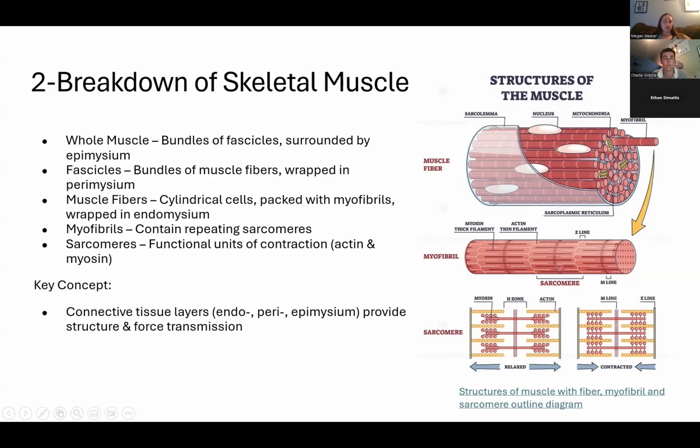Endomysium surrounds each muscle fiber. Perimysium wraps around each fascicle, and epimysium encases the entire muscle. These connective tissues provide structure, protection, and support during muscle contraction. Altogether, this layered organization is what allows muscles to contract efficiently and withstand force.